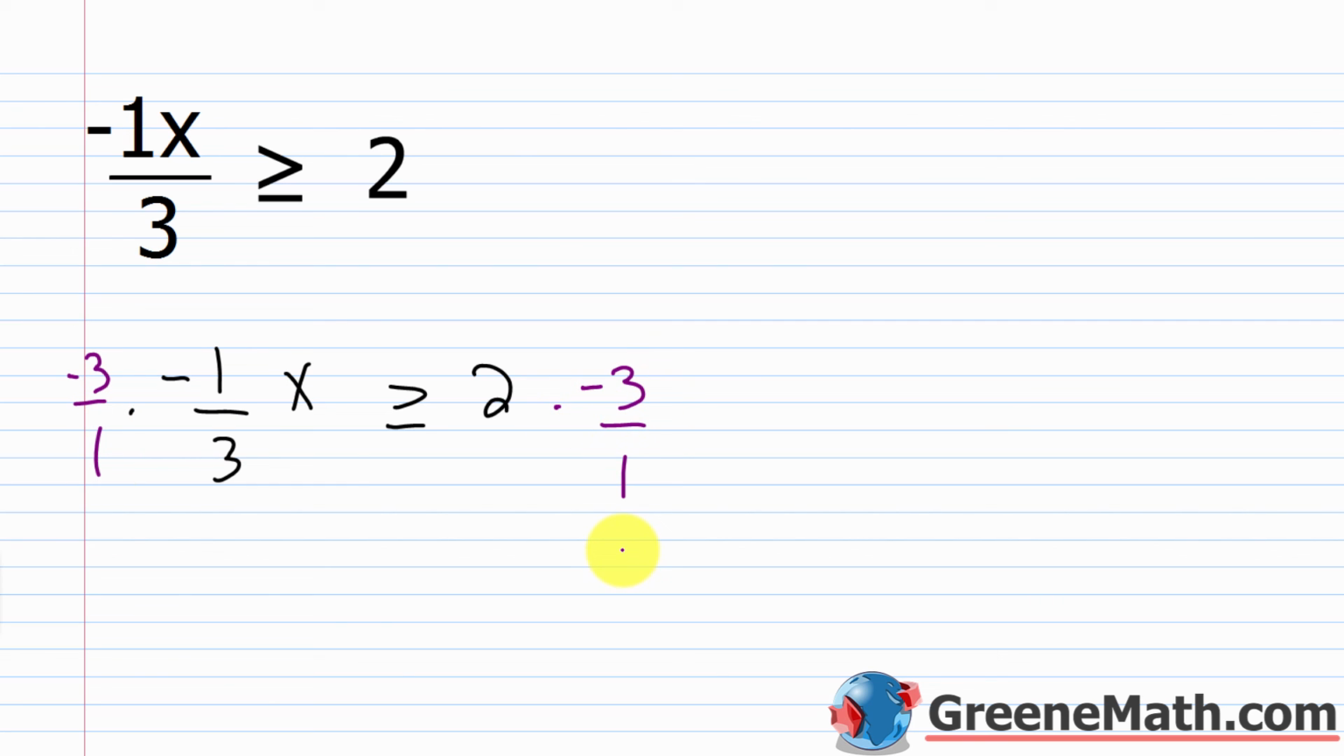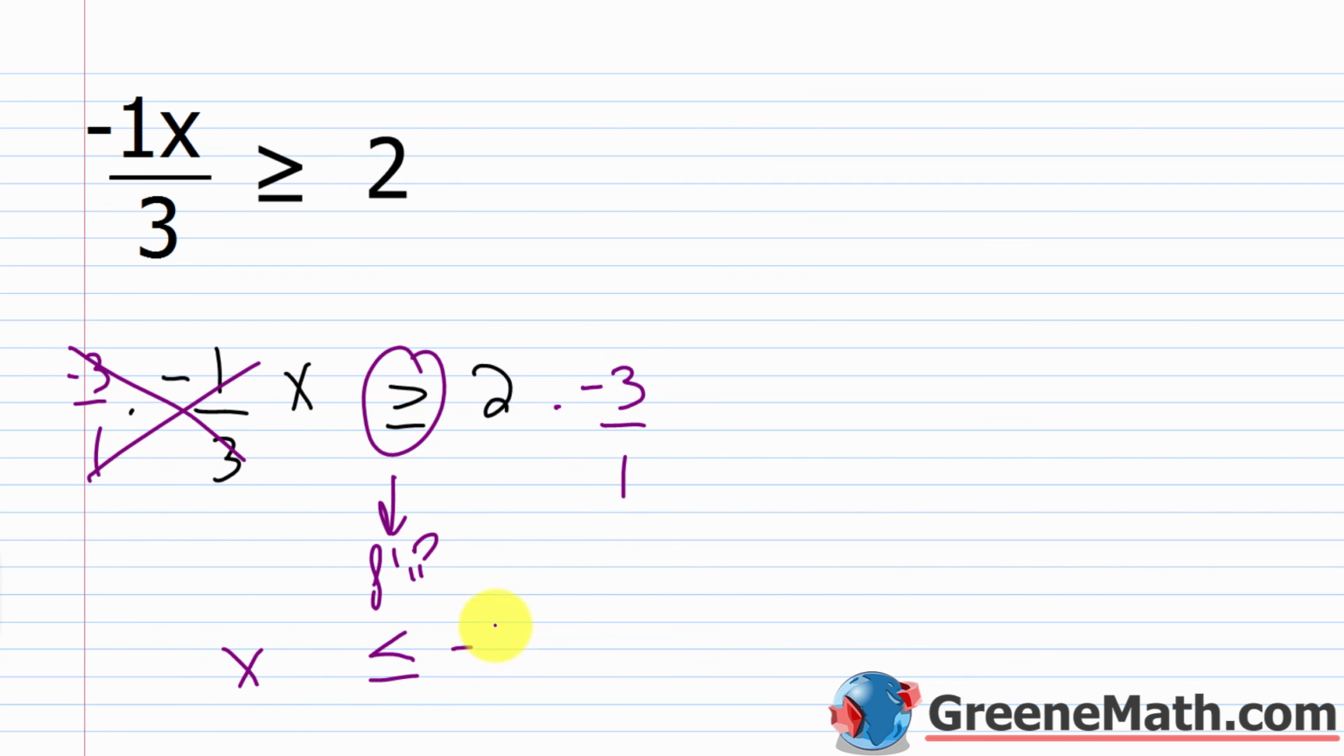And remember, we're multiplying by a negative. So we have to flip this. So this is going to go this way. So instead of greater than or equal to, it's now less than or equal to. This is going to cancel, and I'm just going to have x is less than or equal to 2 times -3, which is -6. So x is less than or equal to -6.